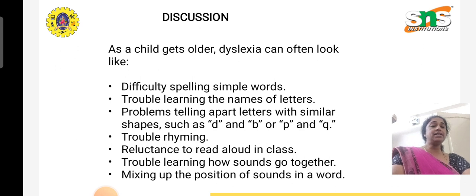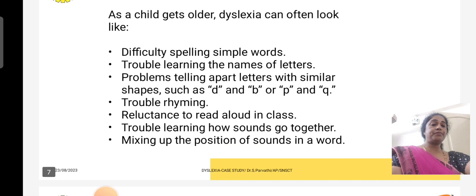Okay, because they have some problem reading even the simple words, right? So trouble learning how sounds go together, right? So mixing up the position of sounds in a word. So as a dyslexic child, definitely she or he may find all those things difficult.